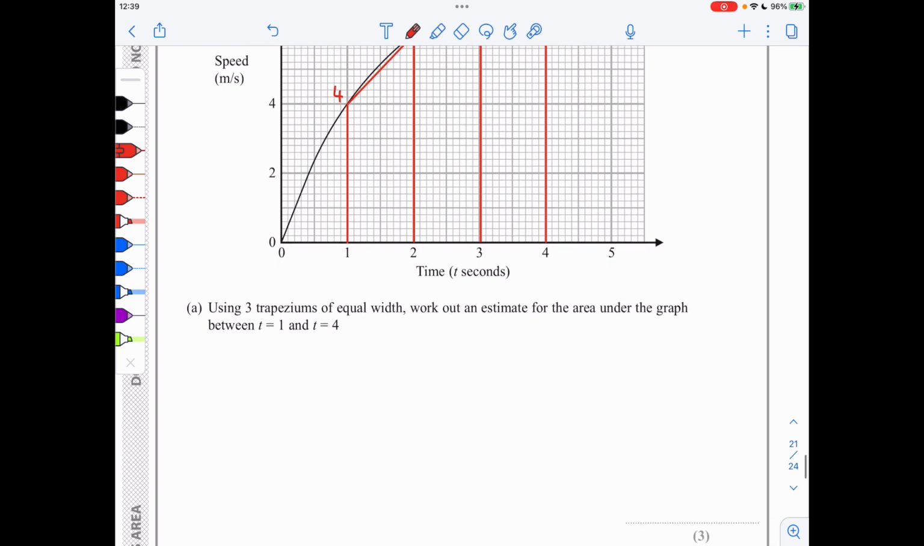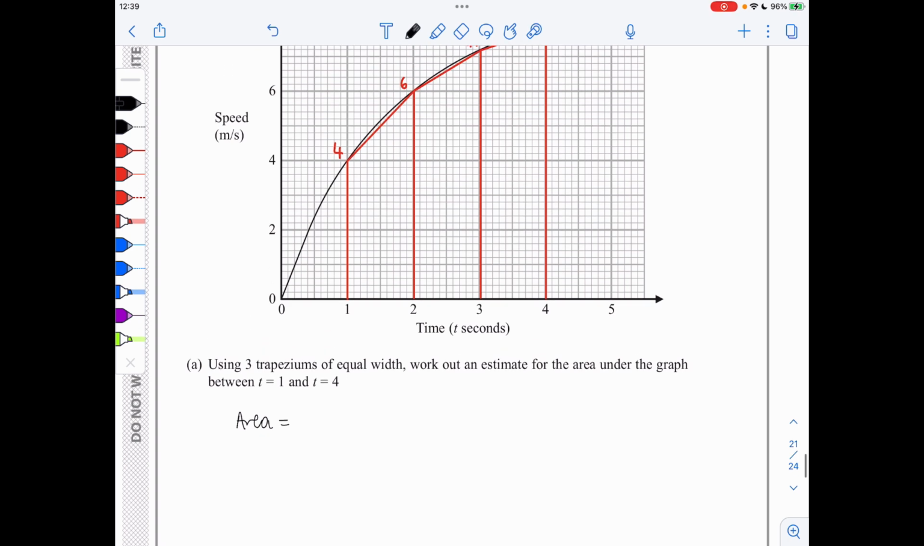So for the area, I will be using the formula for the area of a trapezium, so it's base 1 plus base 2. It's worth noting that the bases are the y values. The height of each trapezium is simply 1, and it's the same for all trapezia. So it's 4 plus 6 over 2 times 1, plus 6 plus 7.2 over 2 times 1, plus 7.2 plus 7.8 over 2 times 1, and this is giving an answer of 19.1.